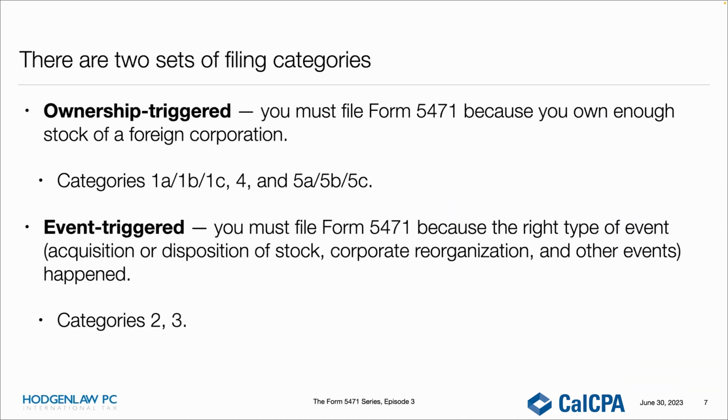So let's go back to this idea of there are 2 sets of filing requirements, categories, I should say. The ownership triggered ones and the event triggered ones. So categories 1A, B, C, category 4, categories 5A, B, C, all have a trigger based on I exist and I own enough shares.